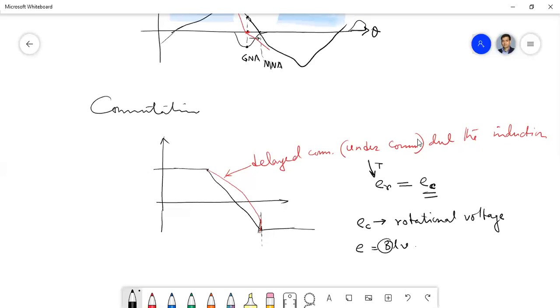But the linear commutation requires some sort of magnetic flux to be present in the commutation zone. Is that clear? Otherwise, we won't get any rotational voltage there.